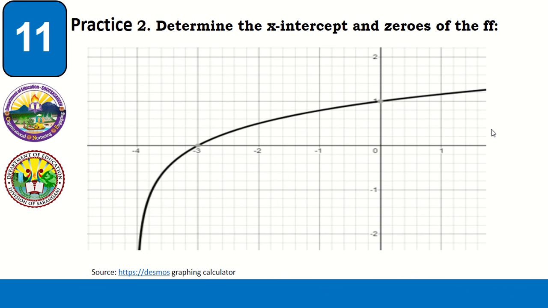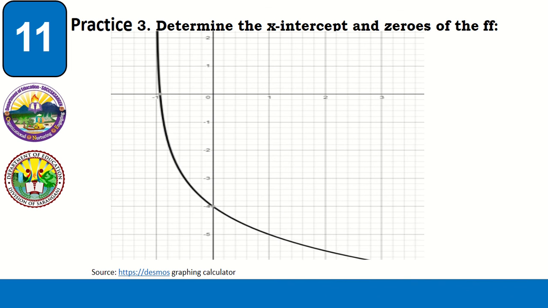How about this one? Of course, negative 3. How about this? Of course, we cannot say that it's really negative 1. Why? Because this graph approaches negative 1 but does not intersect it. So the x-intercept is somewhere here, negative 0.9999, somewhere close to negative 1 from the right. So the zero is this number, which is close to negative 1.